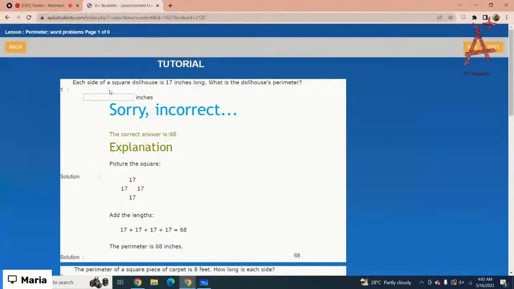Each side of a square dollhouse is 17 inches long. What is the dollhouse perimeter? You can see a square has all four sides equal in length. So if one of them is 17, all the four are 17. You have to add all four side lengths. It will be 68. So for the perimeter, you just have to add all the side lengths. Got it? It is very easy. You just have to understand the concept. Let's start with the test questions.